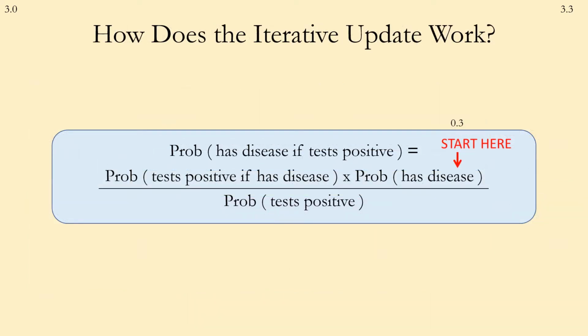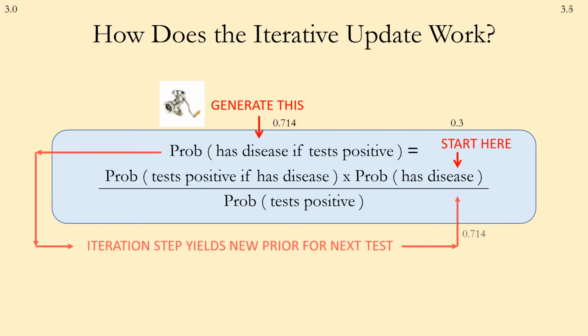So we're going to return now to the question of how the iterative update works. If you recall in the previous example, we started with a prior probability of having the disease of 0.3, and then we turned the crank and got the result of 0.714 by just using the baby blue box equation. Now what we do is we take that result and we plug it back in for the next iteration. So the probability that the patient has the disease is now 0.714. And we do our next test using that as the starting point. And we keep doing that.